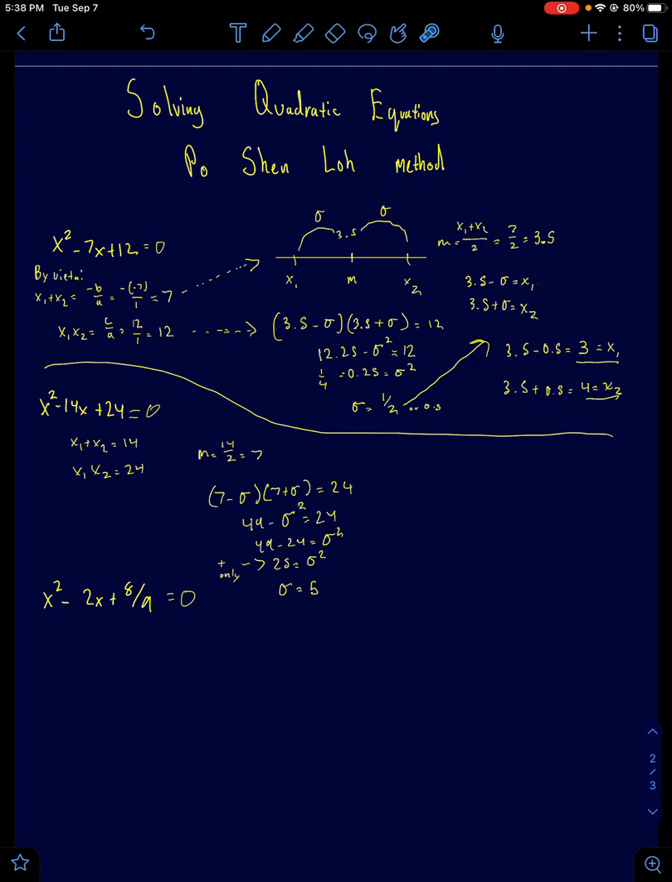So now that sigma is equal to 5, we know that 7 plus 5 is equal to 12, which is our first root. And we know that 7 minus 5 is equal to 2, which is our second root.